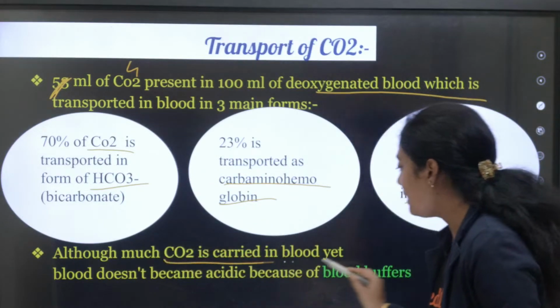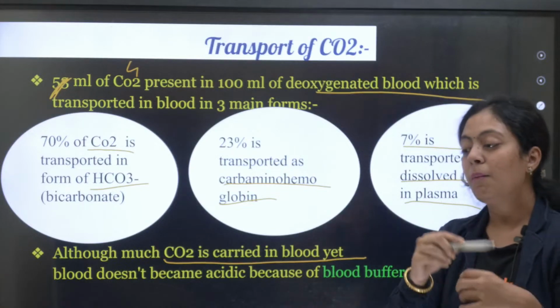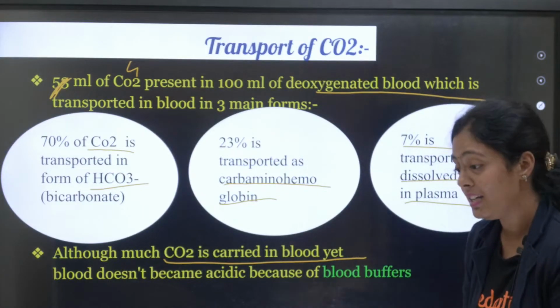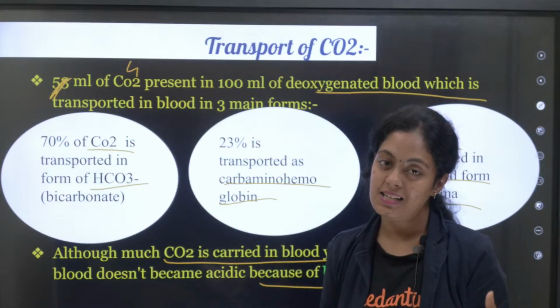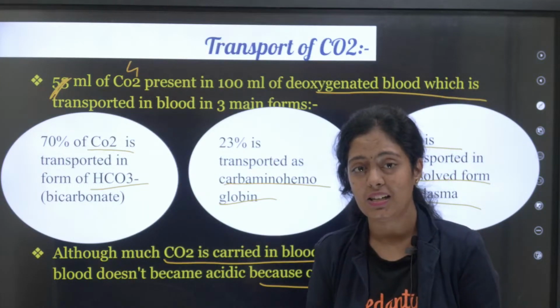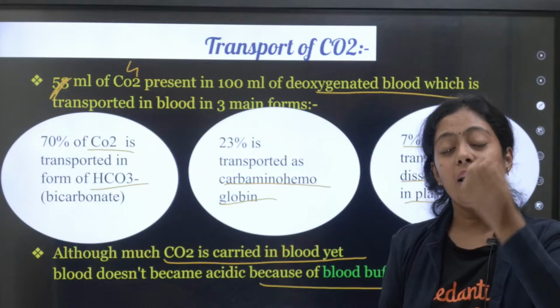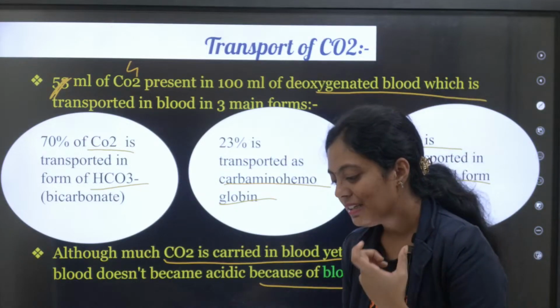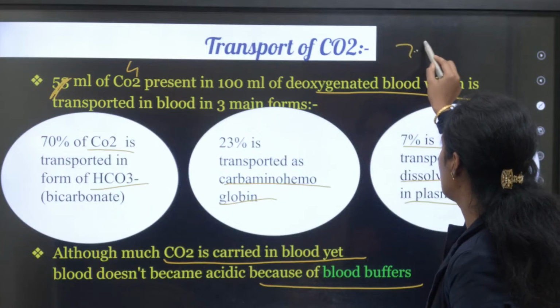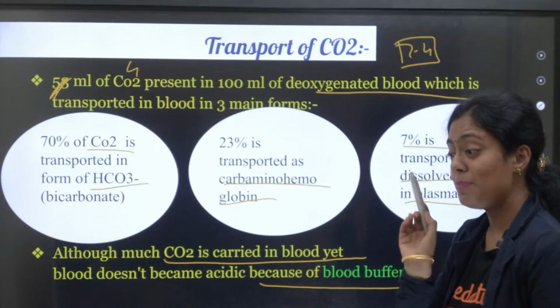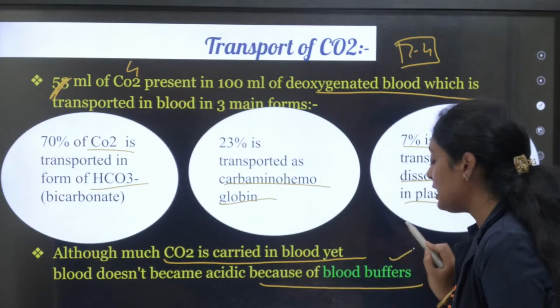Although much carbon dioxide is carried in blood, yet blood doesn't become acidic because of blood buffers. See, carbon dioxide is acidic in nature and bicarbonate is also acidic in nature. Okay, though what is the pH of blood? Can anyone tell me what is the pH of blood? It is 7.4. Okay, the pH is maintained because there are blood buffers.